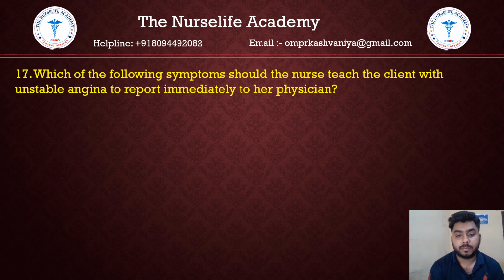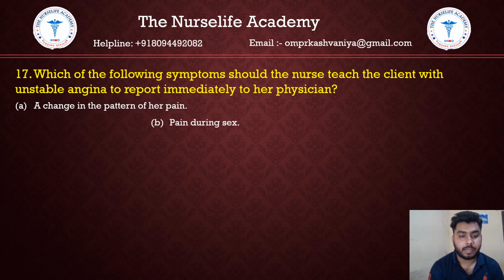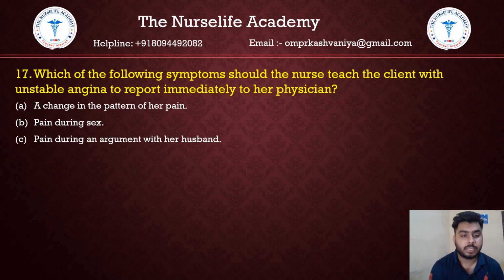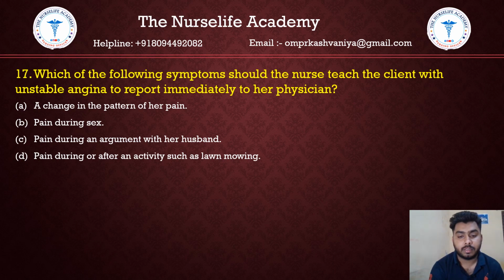Which of the following symptoms should the nurse teach the client with unstable angina to report immediately to her physician? Option A, change in the pattern of her pain. Option B, pain during sex. Option C, pain during an argument with her husband. Option D, pain during or after an activity such as lawn mowing.